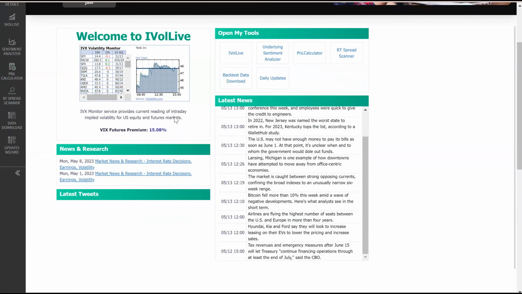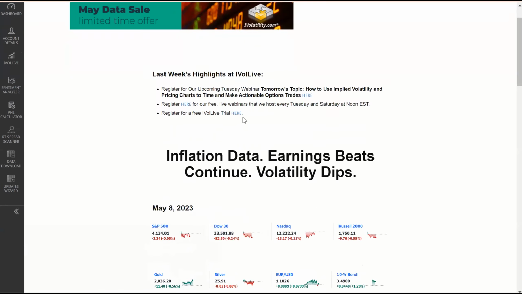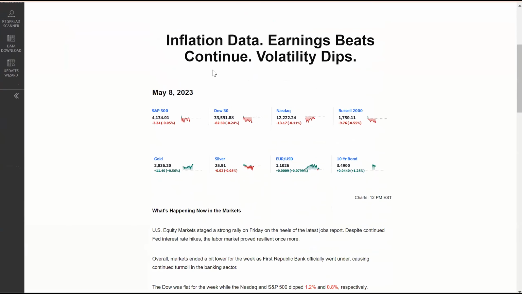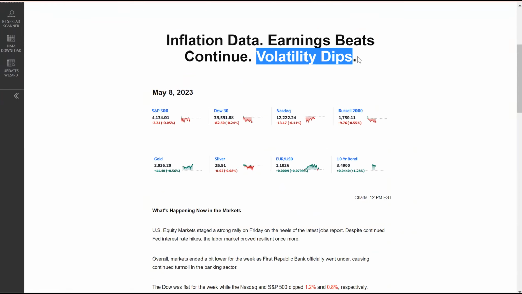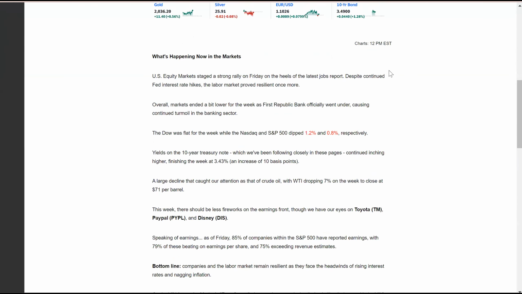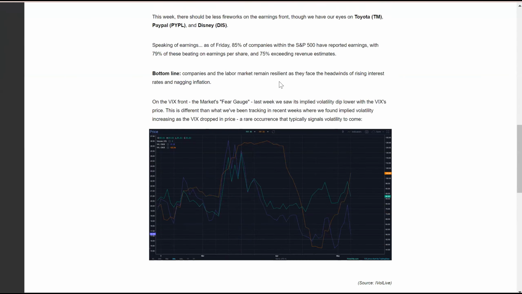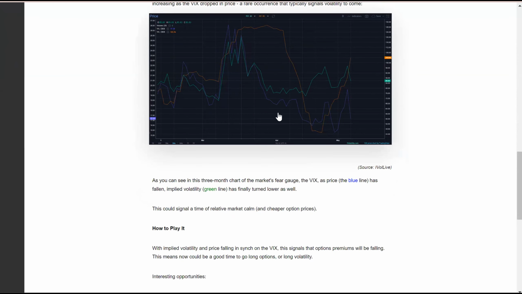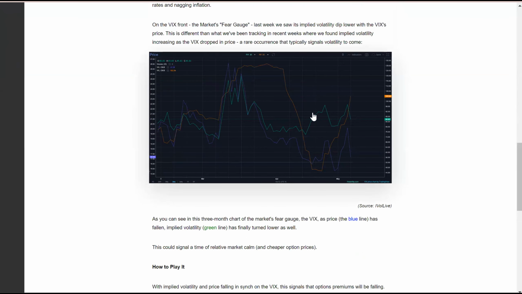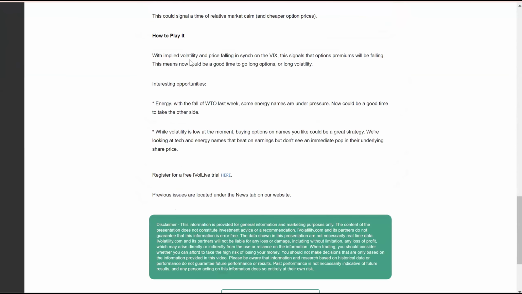This is us using the IVolLive system to find interesting trends and ideas. We put this out every Monday, and this Monday, what was heavy on our minds was inflation data, early earnings beats, and volatility, which we'll highlight today. This drop in volatility has been interesting. You'll get some editorial, some charts, and analysis of some of the fear gauges. In this case, we're analyzing the VIX, something we watch very closely. And then it's how to play it.